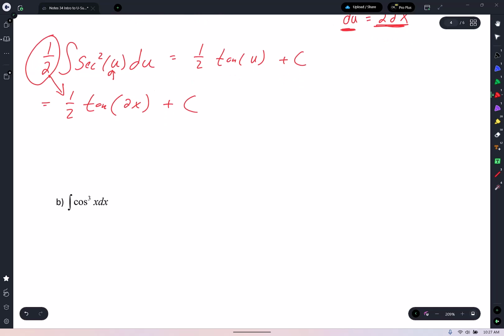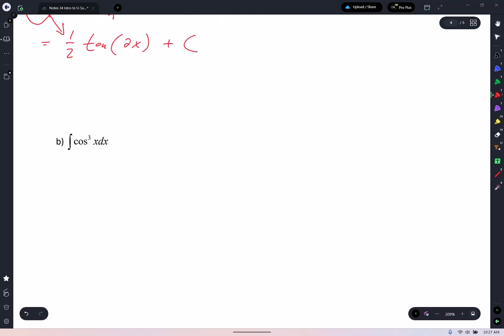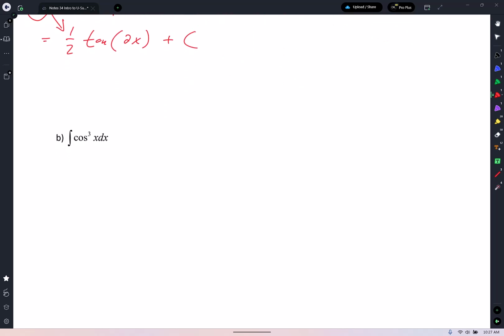All right, check it out, guys. Cosine cubed x dx. So side note, just so we're all on the same page, cosine cubed means cosine x times cosine x times cosine x.